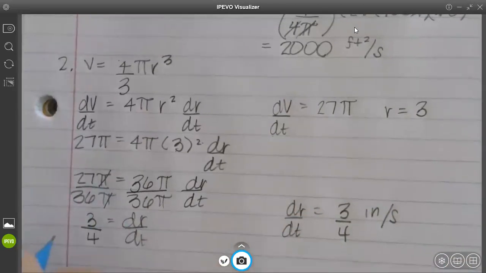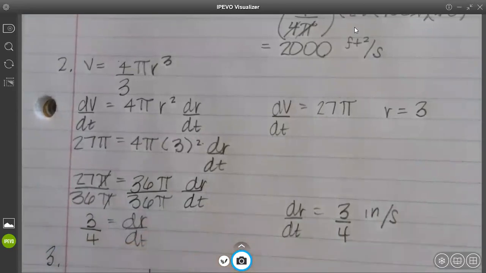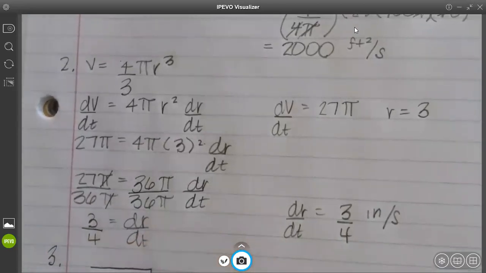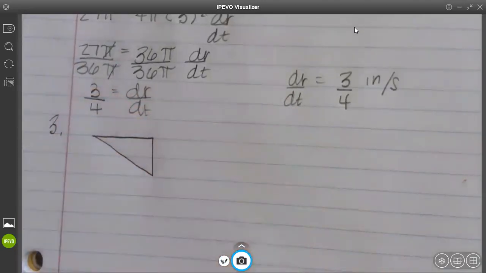Okay. Right, number 3. Cars A and B leave town. This one is a weird one, but once you get this one, there's another one that's kind of like it, so it makes it a little bit easier. All right, A and B leave town at the same time. Car A heads due south at a rate of 80 kilometers per hour, and car B heads due west at a rate of 60 kilometers per hour. So south and west from the same starting point makes a right triangle because you want to know the distance between them. How fast is the distance between the cars increasing after 3 hours?